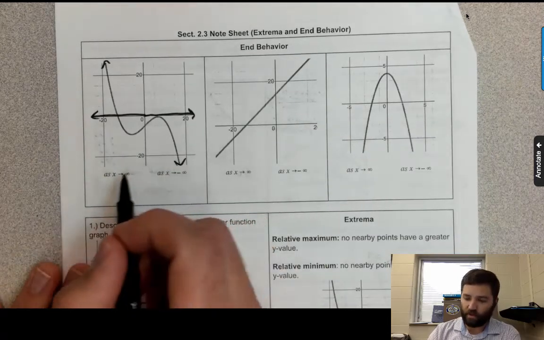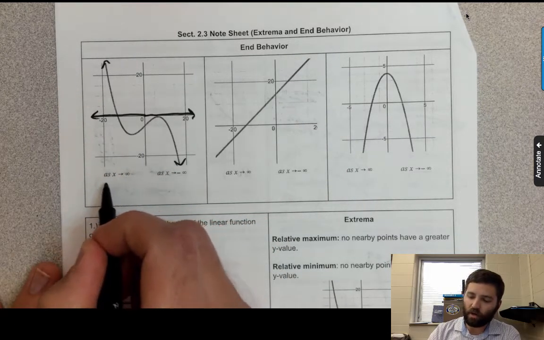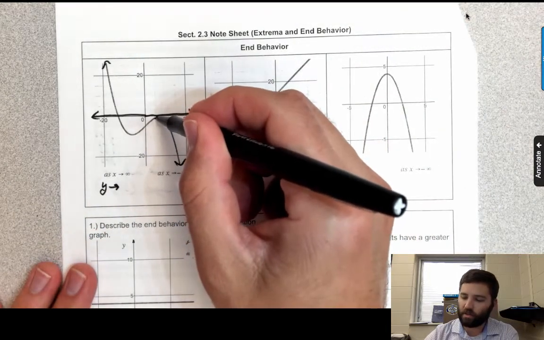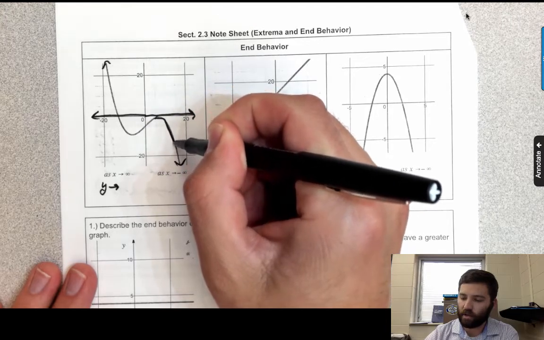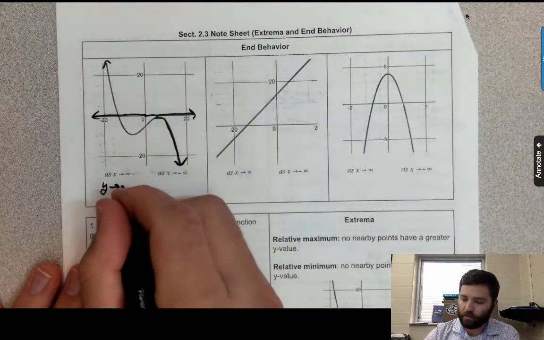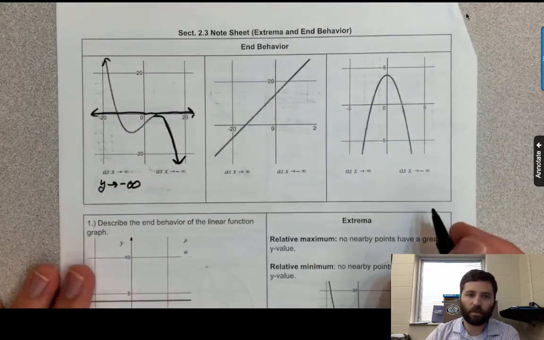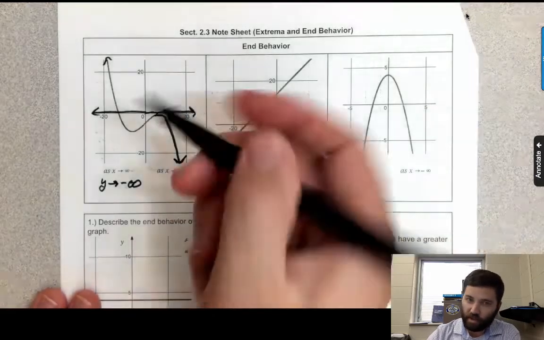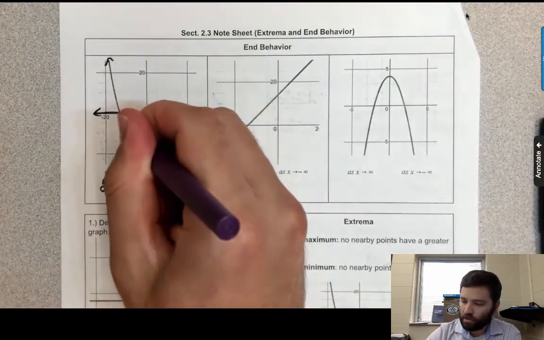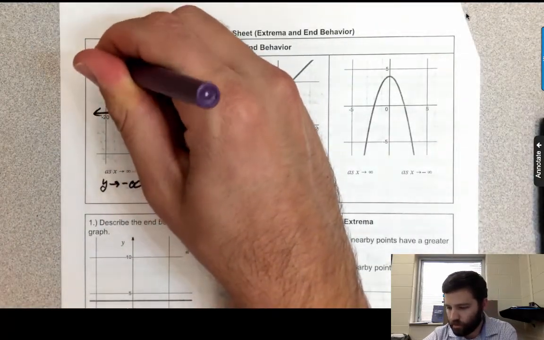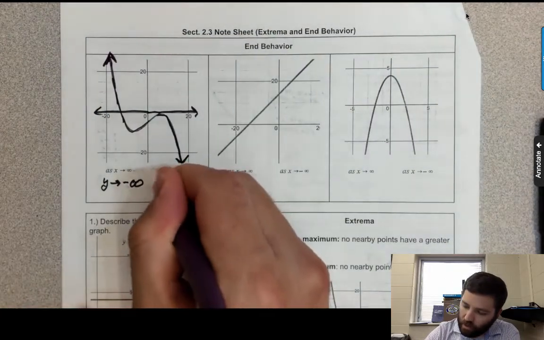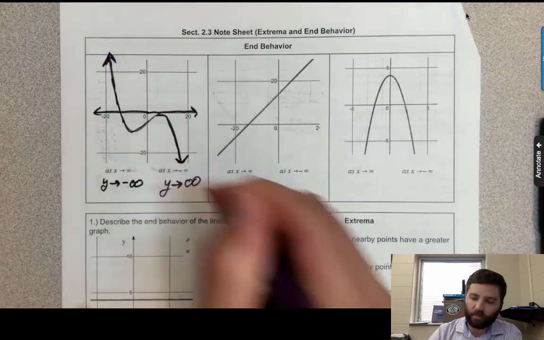So let's figure it out. As x approaches positive infinity, where is y going? Let's look. As x moves to the right, as we trace the graph to the right, what are the y values doing? They're going down. They're going to negative infinity. What about the other direction? As x approaches negative infinity, in other words, as we go in this direction, the function values are going up. So we'd write that y is approaching positive infinity.